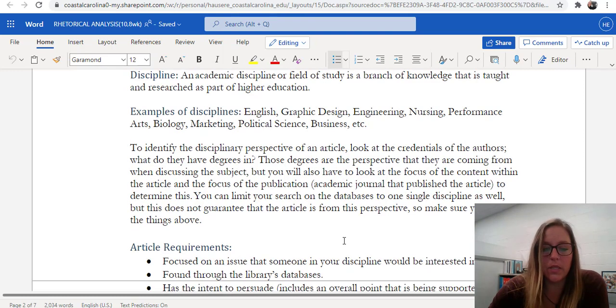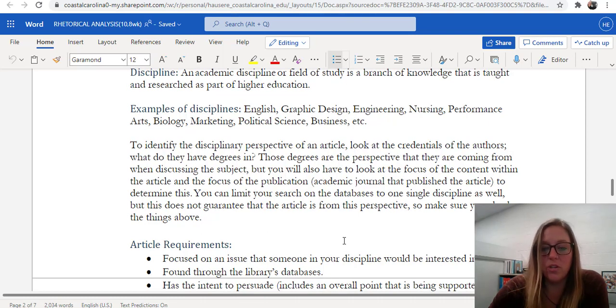Some academic disciplines include English, graphic design, engineering, nursing, performance arts, biology, marketing, political science, business, etc. Your article that you choose has to be written from the perspective of your academic discipline. To figure out what perspective your article is written from, you're going to look at the author's credentials. If those are not listed on the article, you can just Google them. Also look at the content of the article. What's it about? Does the issue that it's discussing fall within your discipline?